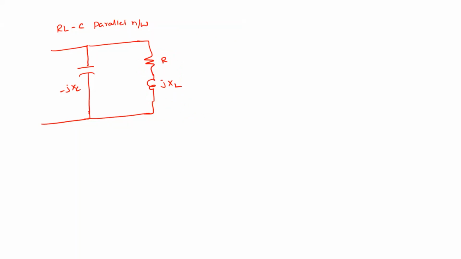Right. So now we will find out the resonant frequency for this particular circuit. Let us assume this is a series circuit, right? So what is the admittance of this series circuit? We'll call this the coil. So what is the admittance of this coil? It will be 1 by R plus jXL.